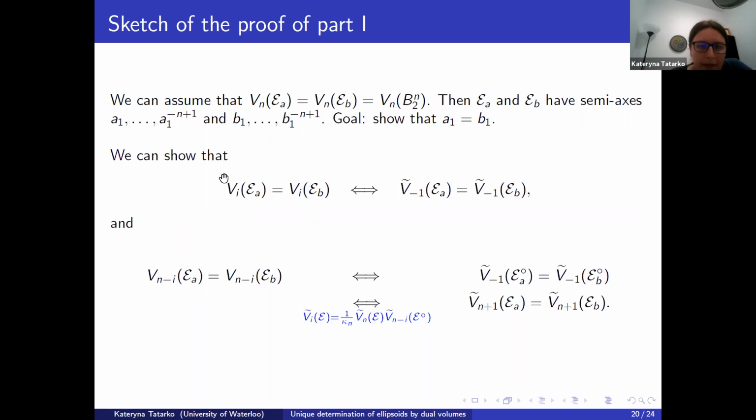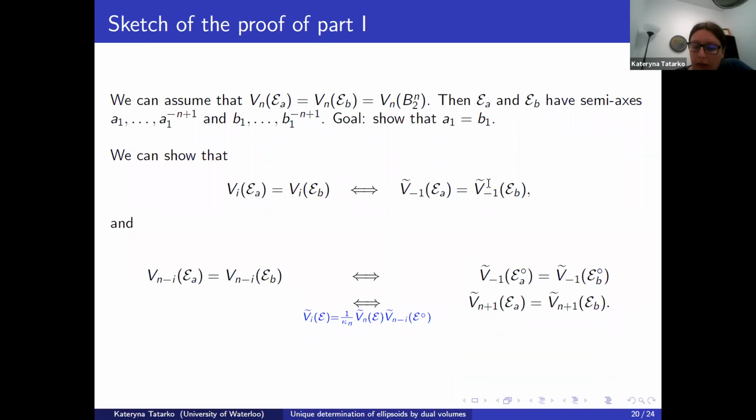What is left? We're left with the two additional conditions: the equality of ith intrinsic volumes and of n minus ith intrinsic volumes. Now, using the formula for intrinsic volumes of ellipsoids of revolution, we can note that we can rewrite this as the relation between minus first dual volumes of the two ellipsoids. And similarly, we can deal with the second condition, but first we can just write that this is the minus first dual volumes of the polars of the two ellipsoids. And then using the formula that relates dual volumes of ellipsoids and their polars, we can rewrite it as the equality of n plus first dual volumes.